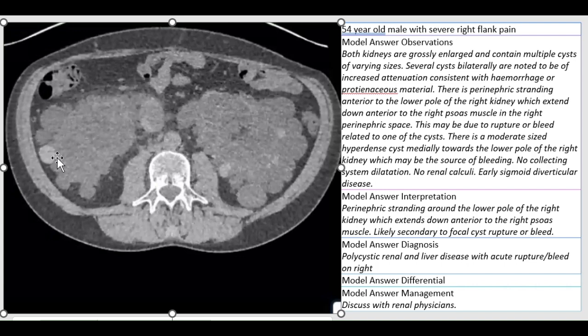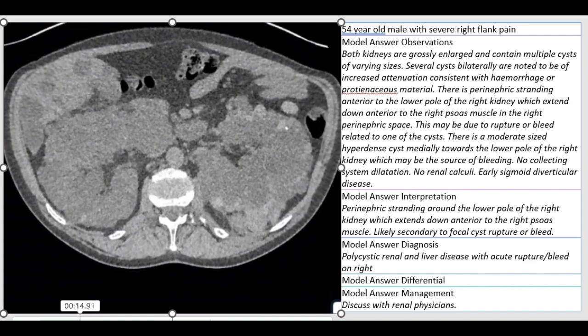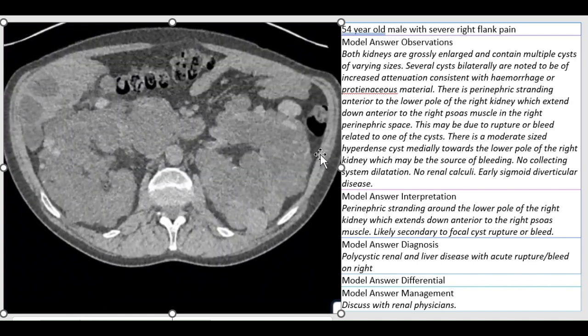Many of these cysts are noted to be of high attenuation, consistent with either hemorrhage or proteinaceous material.